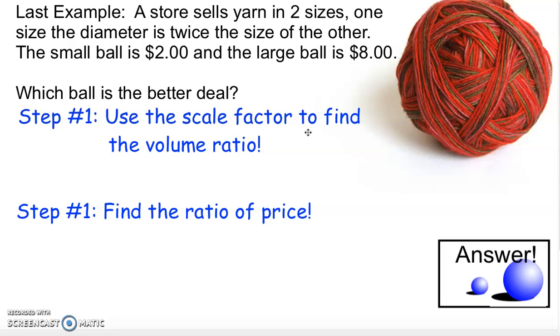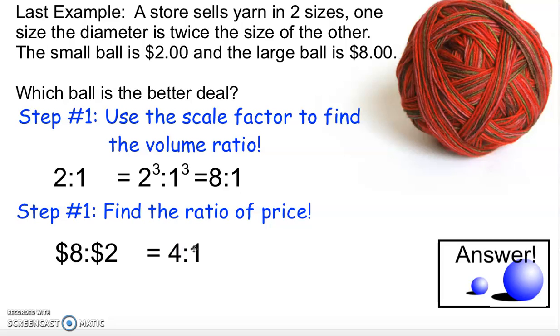But let's look at this a little bit more in depth, okay? So first of all, when you're selling yarn, it's volume. It's a three-dimensional figure. So we need to figure out the scale factor. So if one is 2 times the length or 2 times the diameter of the other one, the scale factor then is going to correspond at 8 to 1, okay? So a ball of yarn that has twice the diameter actually has 8 times the volume. And then figure out the ratio of the price. The price is only 4 to 1, but you're getting 8 to 1 more volume. So in this case, the big ball is a much better deal.